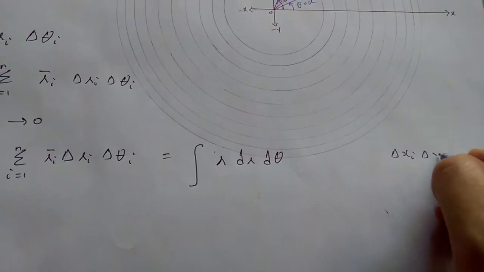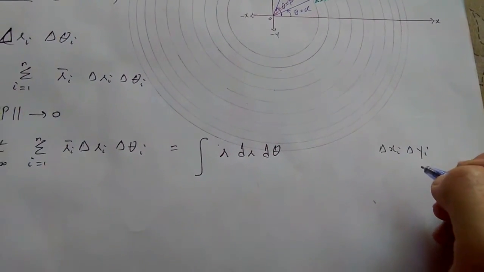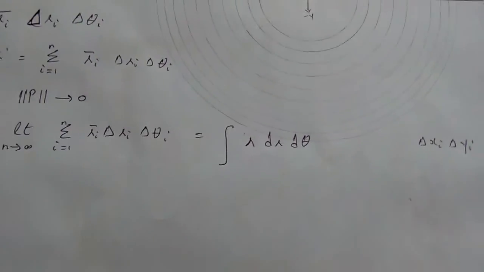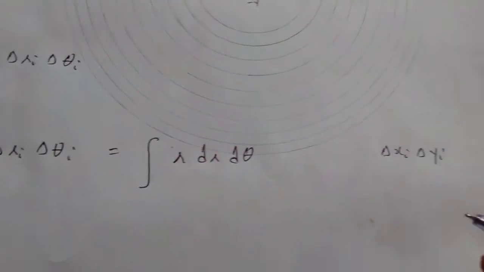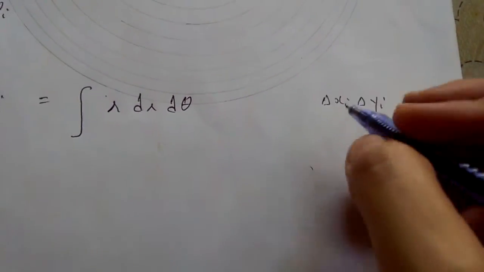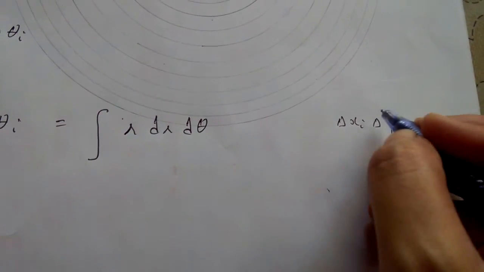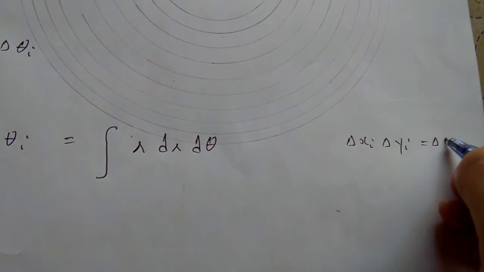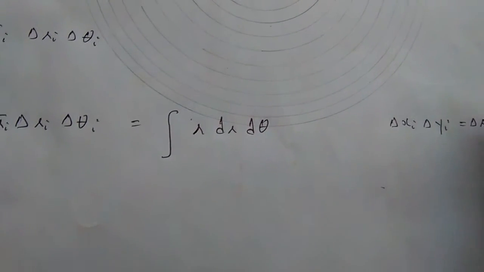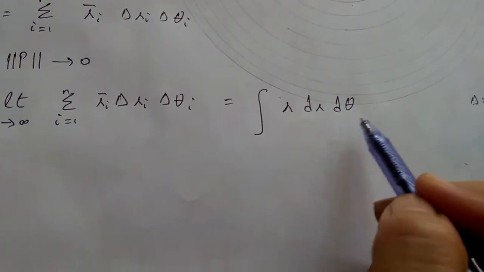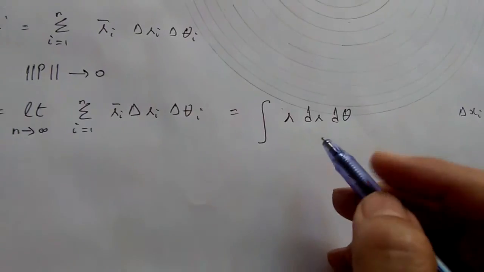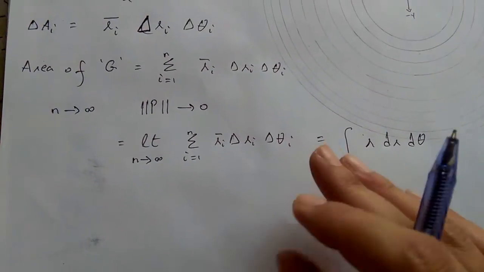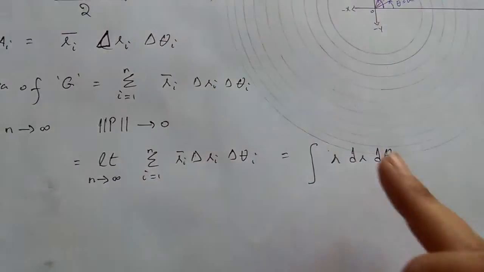So you can observe here that in the Cartesian coordinate system, our area was represented by del x_i into del y_i. If you remember, you can also see the link of the relevant video in the description box below. You can watch that video exhaustively. So this thing was representing our area, and in case of polar coordinates, this combination is representing area. Okay, so that's how you determine the area of your G.